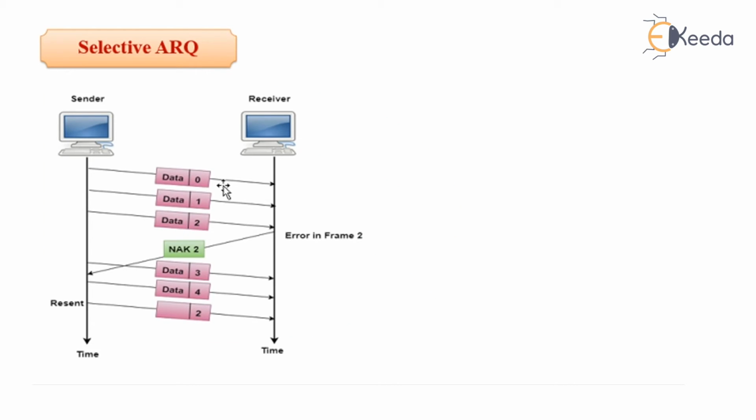In the diagram, you can see frame 0 sent, then frame 1 sent, then 2 sent. The positive acknowledgements are sent by the receiver and received by the sender. There is a NAK, meaning a negative acknowledgement, for 2. If there is a negative acknowledgement for 2, only the second frame is resent, while there is no disruption in activity for frame numbers 3 and 4.